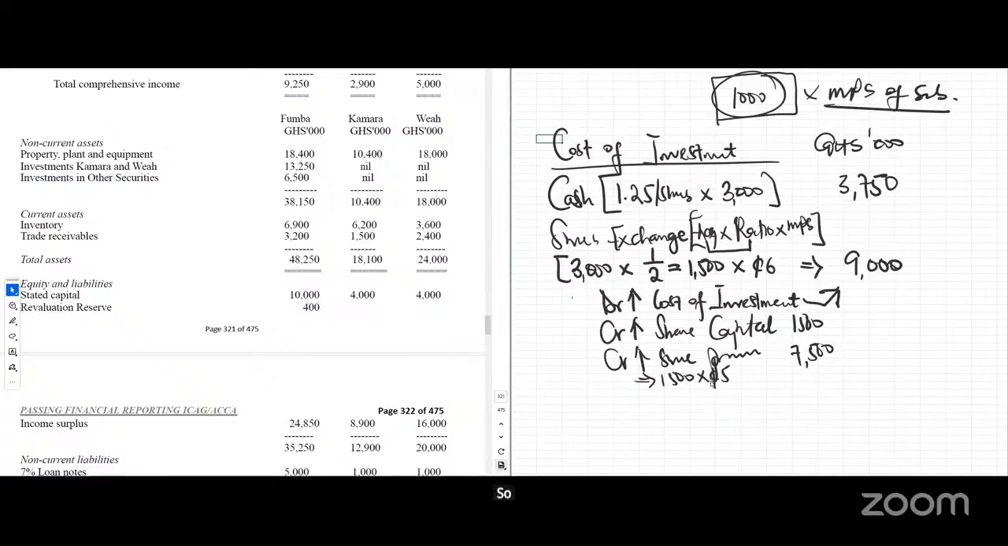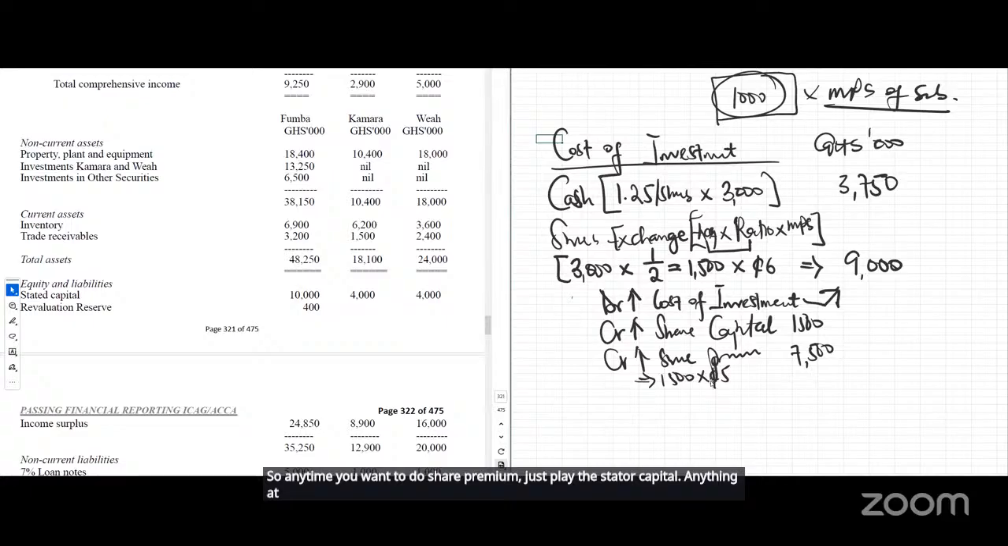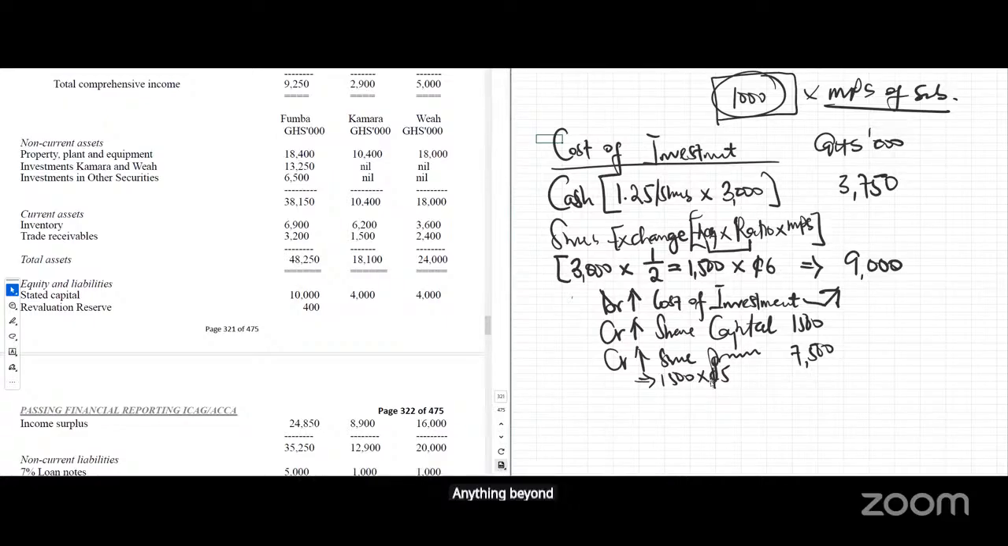So anytime you want to do share premium, just play the stated capital. Anything at 1 CD goes to share capital. Anything beyond that 1 CD goes to share premium. Are we okay with share exchange?